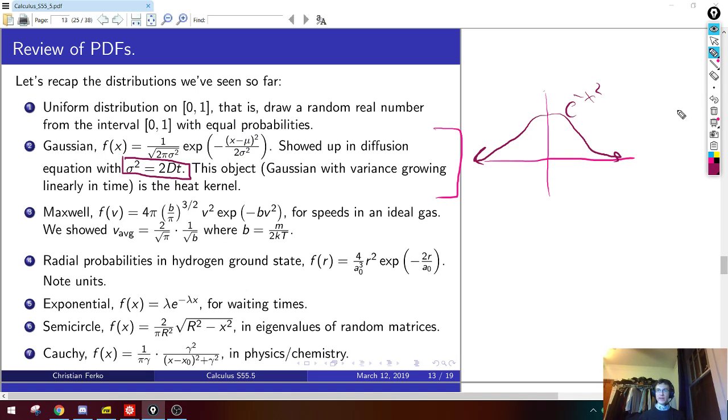So I just want to rant for one moment, because you're going to see this object over and over and over as you study science for the rest of your life. It comes up many, many times. This object is called the heat kernel.